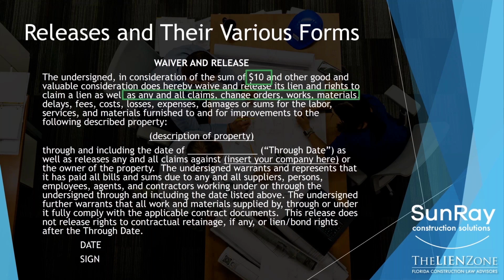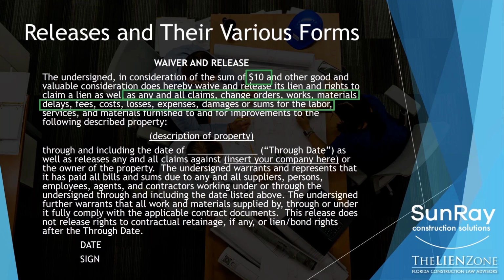So the real crux of this release is in the additional items that are being released. So if you look at what's getting released, it says that in consideration of the amount above, the undersigned releases its lien rights, as well as any claims, change orders, works, materials, delays, fees, costs, losses, expenses, damages, or sums for the labor, services, and materials furnished for the improvements.